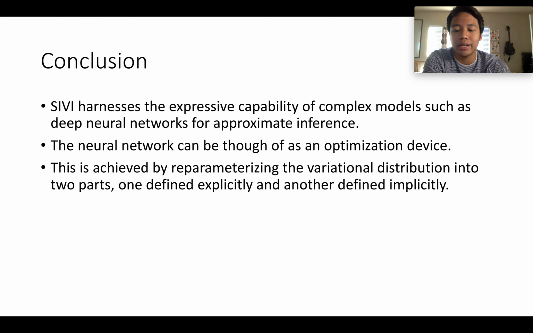In conclusion, the idea of SIVI is motivated by finding a method that harnesses the expressive capability of complex simulators, such as deep neural networks, and use them for approximate inference. With this perspective, the neural network can be thought of merely as an optimization device to find a suitable variational distribution that fits our true model fairly well. This is achieved by reparametrizing the variational distribution such that it consists of two parts. One is an explicitly defined distribution, and another that is implicitly defined through sampling from a complex model.